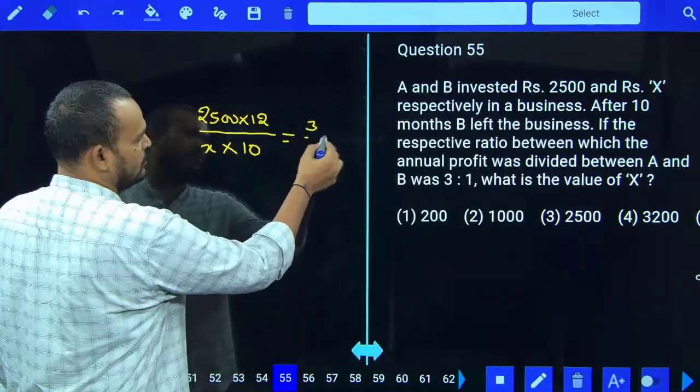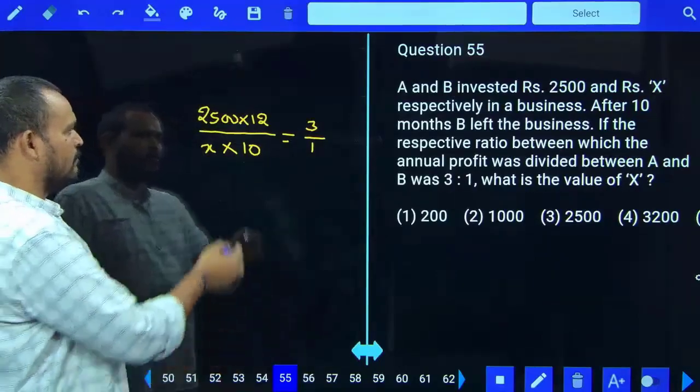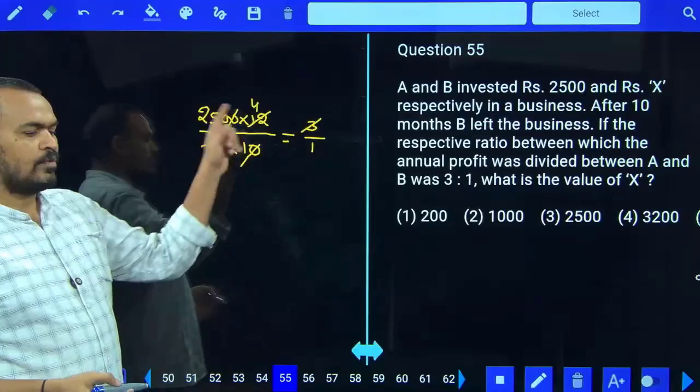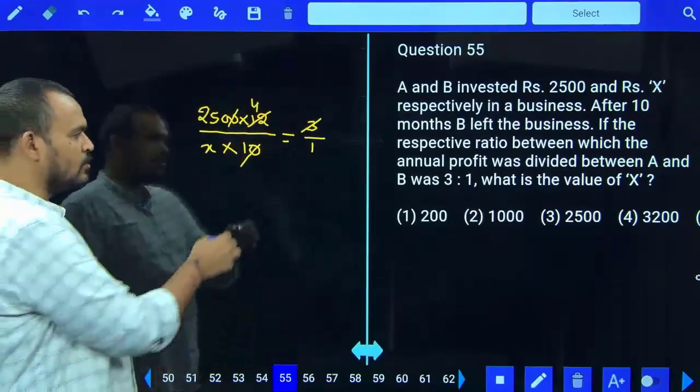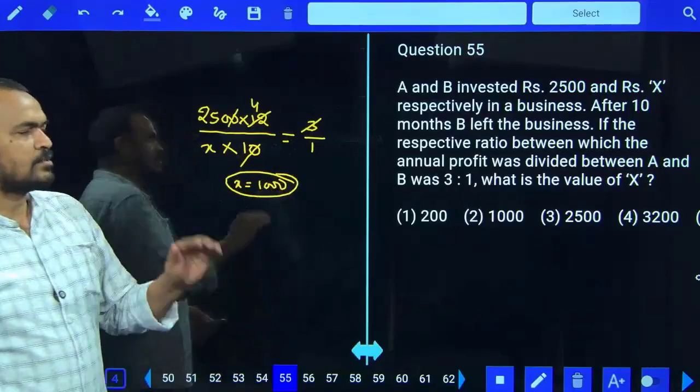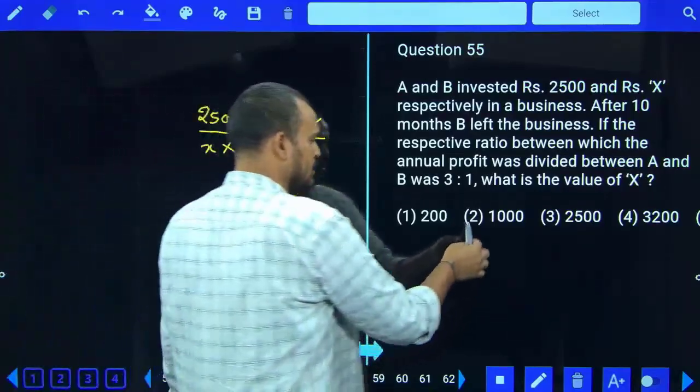What is A profit? 3 parts. B profit 1 part. First, the zeros cancel. 3 how many times? 4 times. 250 multiplied by 4, what is the answer? 1,000. Then X equals how many rupees? 1,000. X is nothing but the investment of which one? B. What is the answer? 1,000.